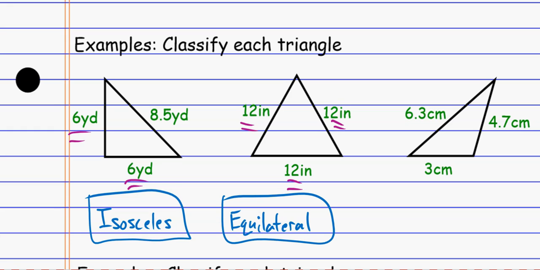And then I look at this third one, and I look at all three sides, and I notice that all three sides have different measurements. None of the sides are the same. They're all different on this one, all right, which means this one's going to be scalene.